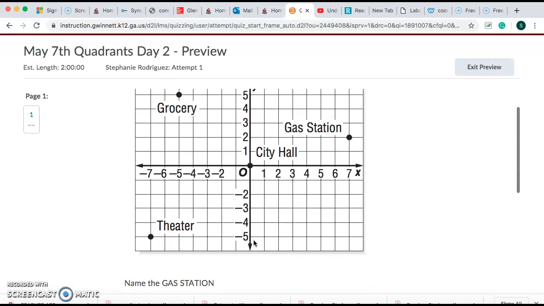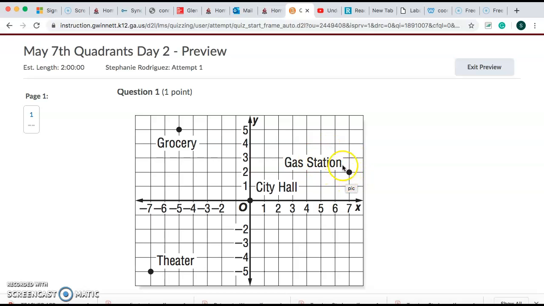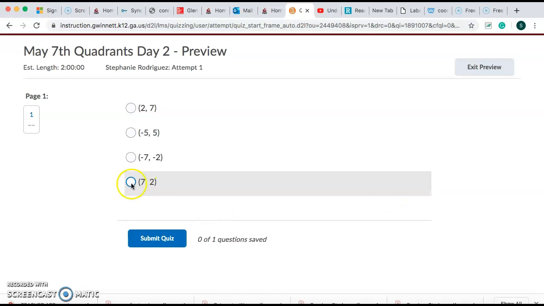Okay, so look, you're finding the gas station right here, okay? So you're doing the x first, so you're going to go over to 7, up to 2, so it would be what? 7, 2. And you would click, okay?